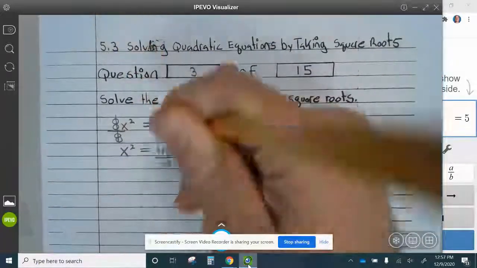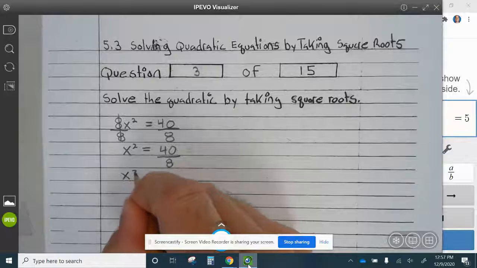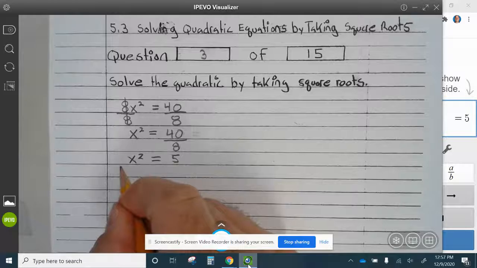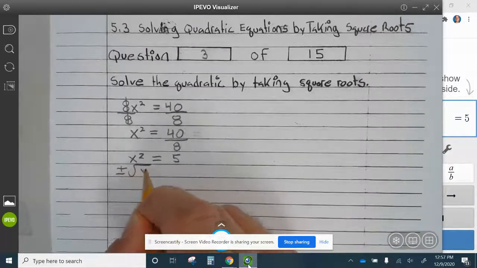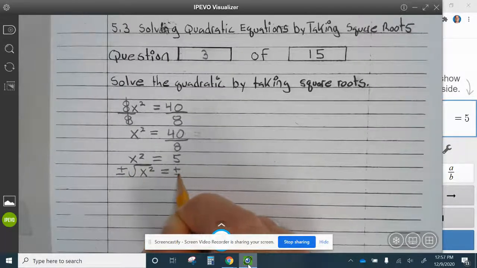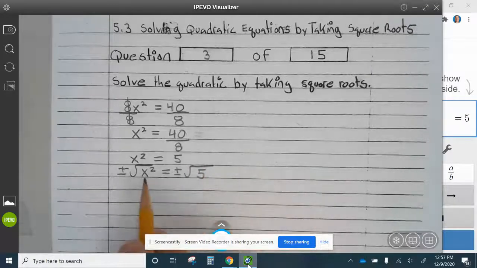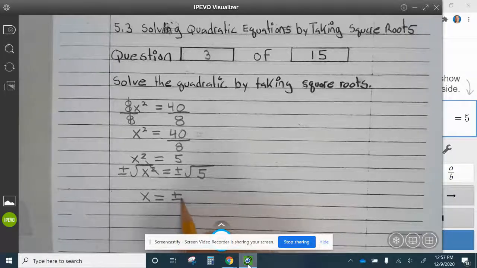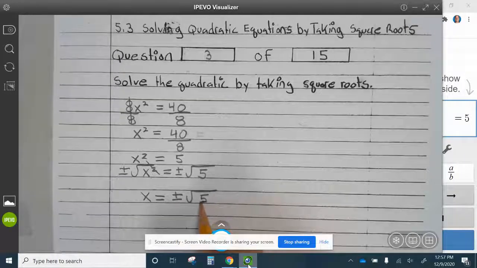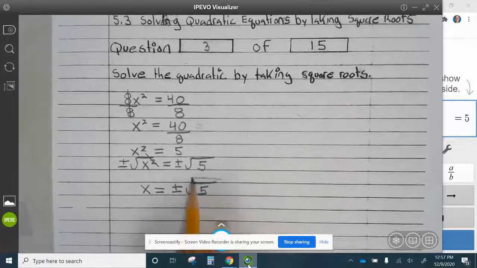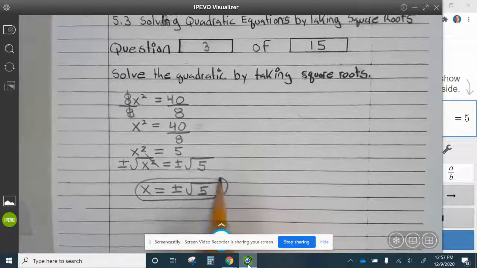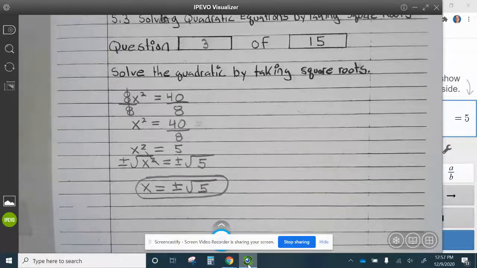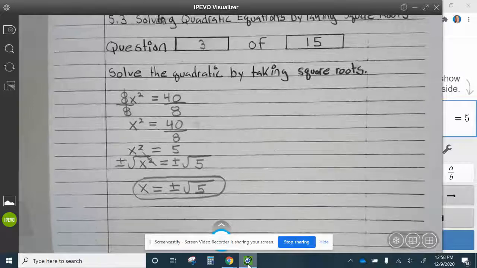So x squared equals 5. Okay. Take the square root of both sides. Well, this cancels and you're left with x equals plus or minus the square root of 5. All right, let's look at the next question.